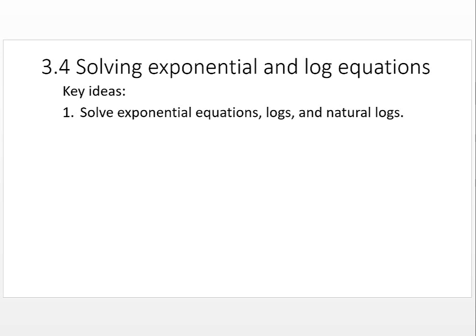Our accelerated pre-calc lesson 3.4, solving exponential and log equations. So let's take a look at the lesson's key ideas.